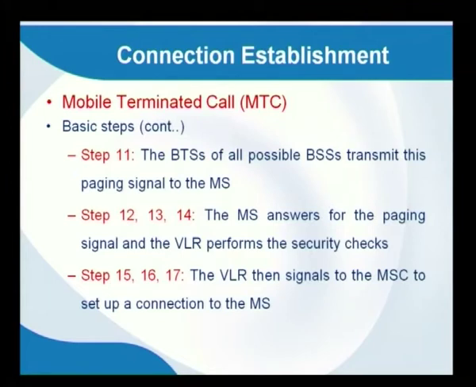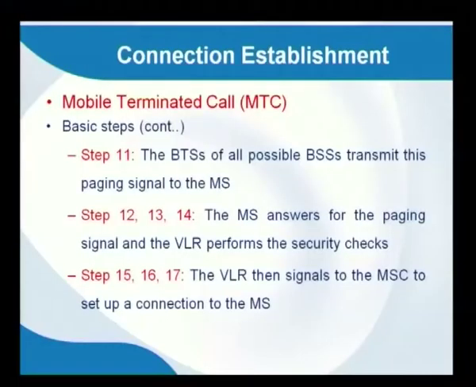In steps 12, 13, 14, the mobile station has to answer. If the mobile station is live for the corresponding paging signal, it will give the response back to the GSM network. In the next steps, that is 15, 16, 17, the VLR signals the mobile switching center to set up a connection to the mobile station. These are the steps used in the GSM network to establish a connection to a mobile station. So far we have discussed the mobile terminated call. Now, we will map all the discussions onto the diagram.